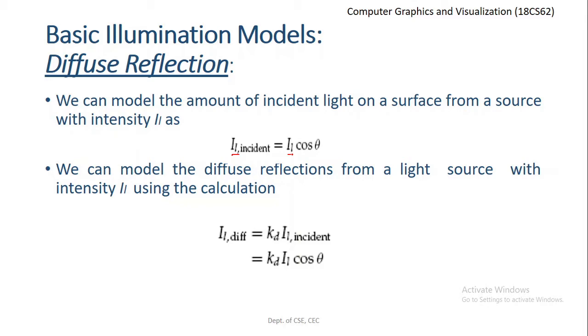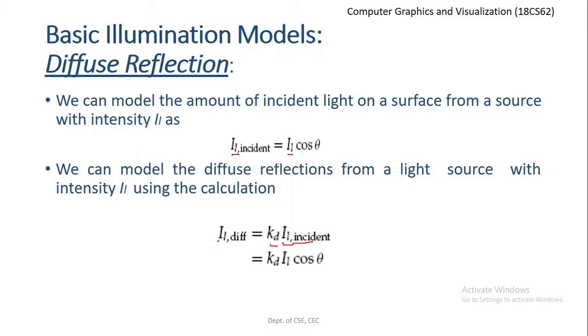We can model diffuse reflections from a light source with the intensity IL using the following calculation. Now, the equation for the diffuse reflection: IL, diffuse, specifies the intensity of the diffuse reflection from a point light source with intensity IL, and is given as the diffuse reflection coefficient KD times the amount of incident light on a given surface from a point source with intensity IL. We have just calculated that here, so we can replace this term with IL cos theta.